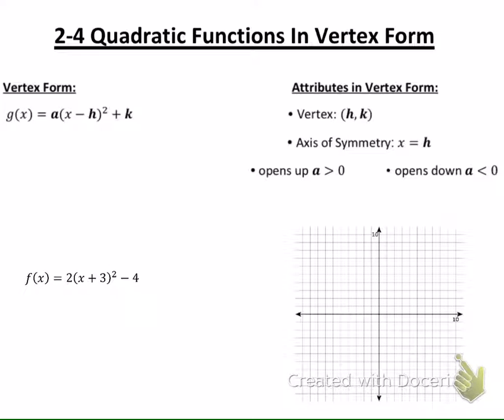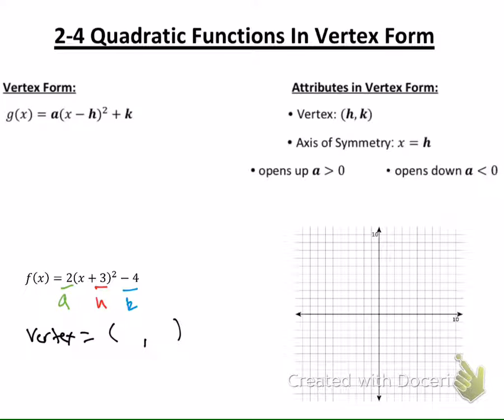Notice how the 2 is going to be your A, all right? The 3 is going to be your H, and the negative 4 is going to be your K. To get the vertex, all it is just the H and the K. So your vertex is just your H and your K as a point, because the vertex is a point. It's the point where the graph changes direction.